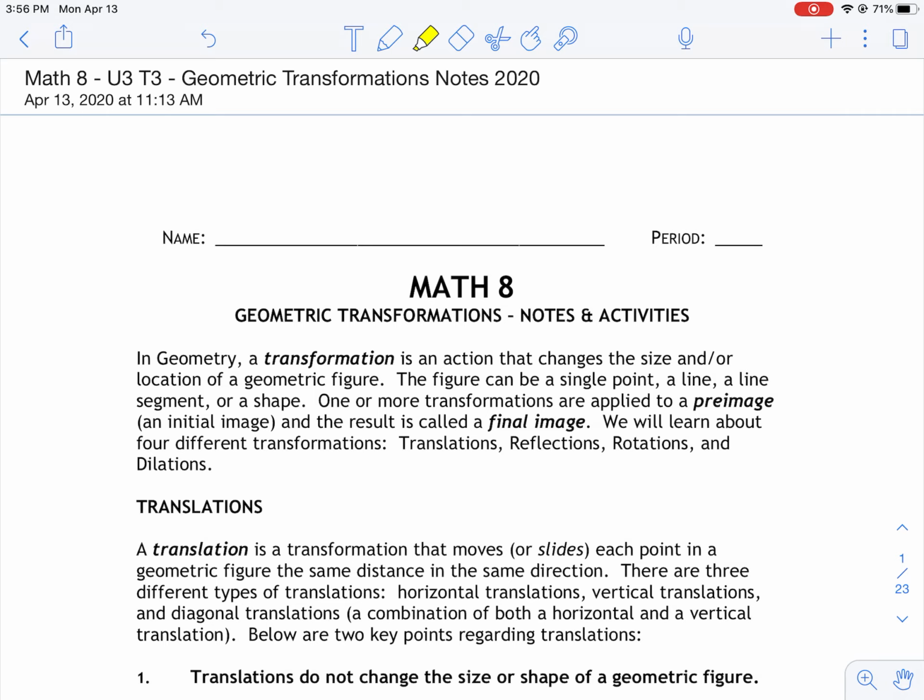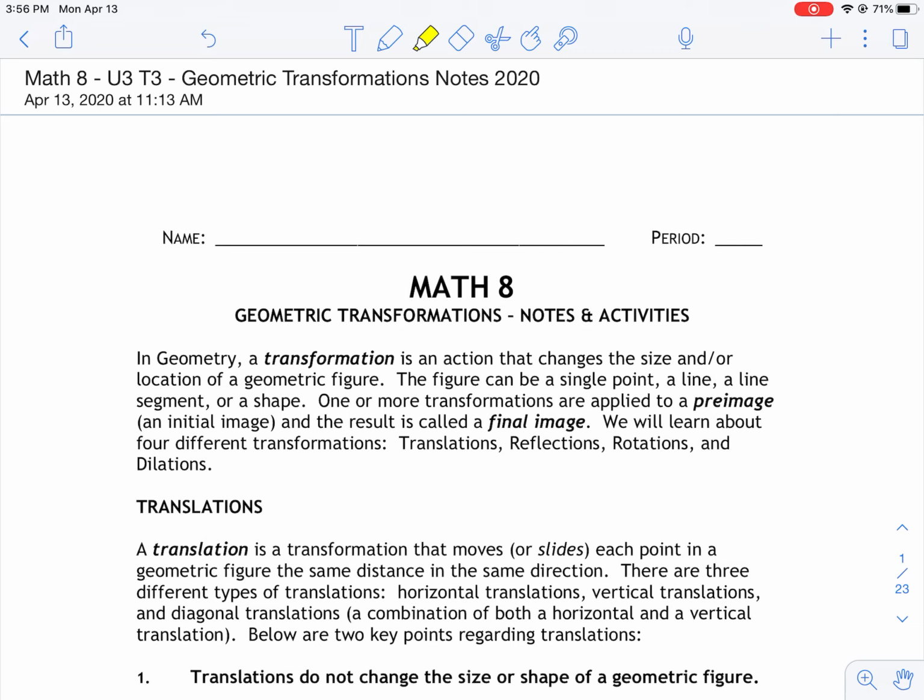Okay, so transformations are actions that change geometric figures, and they can change the size or the location. We're going to talk about four different ways to transform a geometric figure.